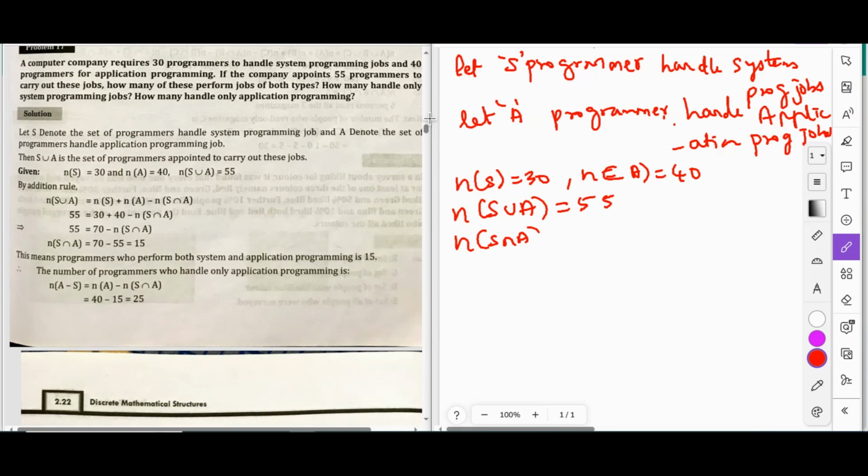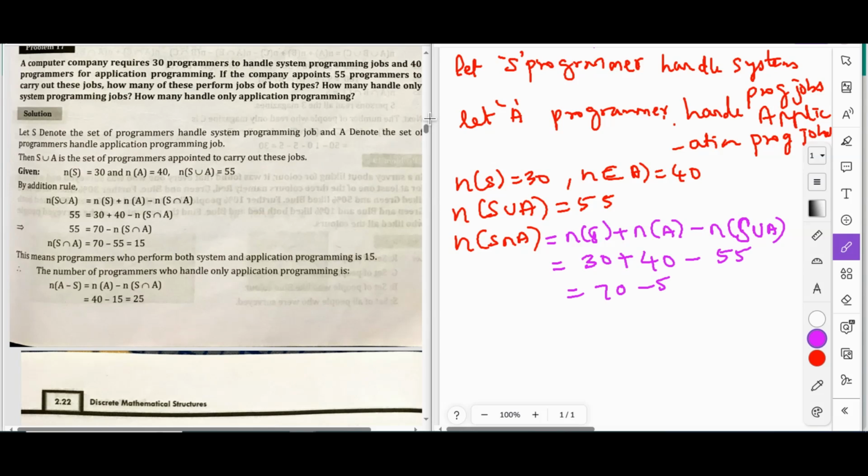What is the formula for intersection? That is n of S plus n of A minus n of S union A. So n of S is 30, n of A is 40, minus this 55. So 40 plus 30 is 70, and 70 minus 55 is 15. So how many programmers handle both the programming languages? It is 15.